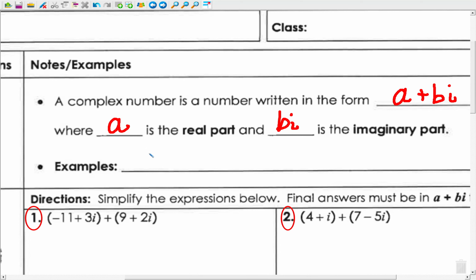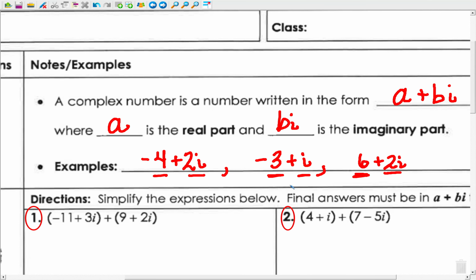Here's some examples. -4 plus 2i. That's a complex number because you've got the real and the imaginary. -3 plus i. That is complex. 6 plus 2i. That is also complex. Anything you see with a real number portion and an imaginary portion is a complex number.